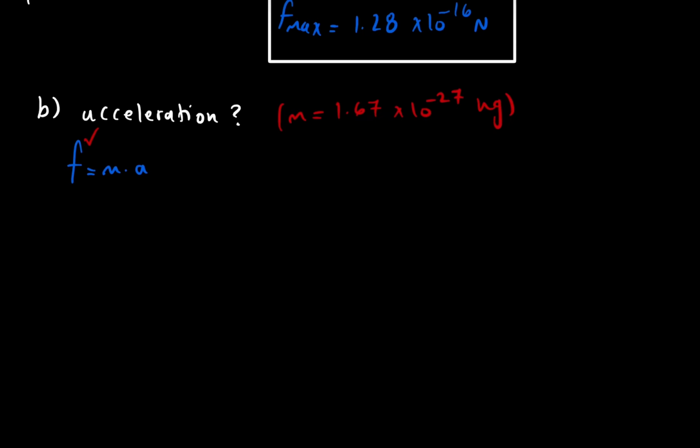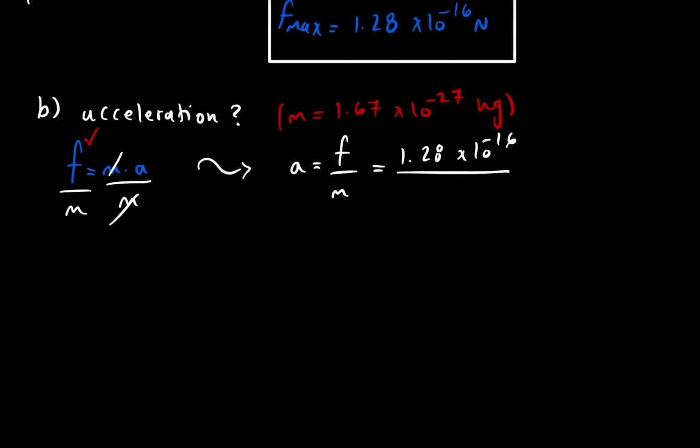So we can go ahead and say that the acceleration, if we rearrange this formula for a, just divide both sides by m. Acceleration is simply force divided by mass. So it's going to be 1.28 times 10 to the power of negative 16 divided by the mass, which is 1.67 times 10 to the power of negative 27. So acceleration is simply, let me calculate that, somewhere around 7.66 times 10 to the power of 10 meters per second squared. And there you go.